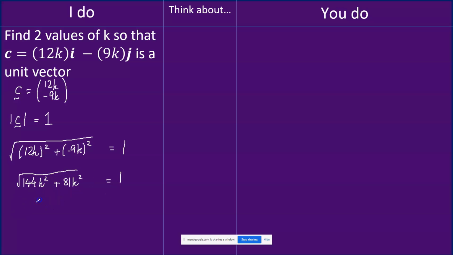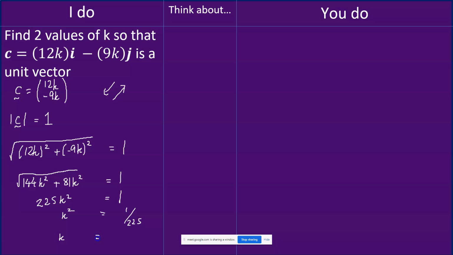So I'm left with 225 k squared is equal to 1, and that's me just squaring both sides there, and I've done a bit of adding as well. I'm going to divide through by 225, so k squared equals 1 over 225, and then the last thing to do is square root. Now we must take the plus and minus square root, because if k is negative, it's just going to be the same vector but pointing in the opposite direction.